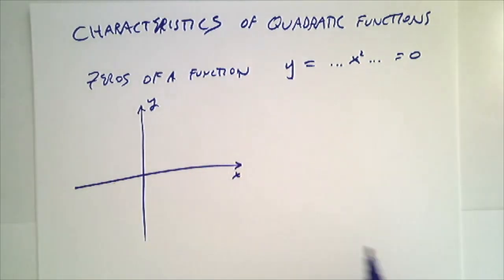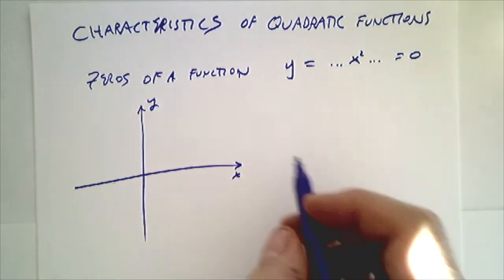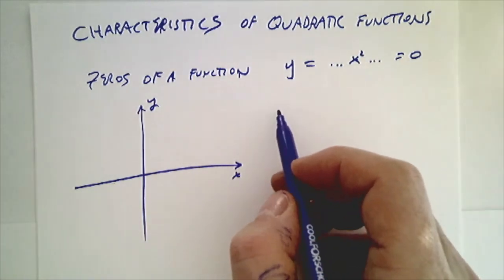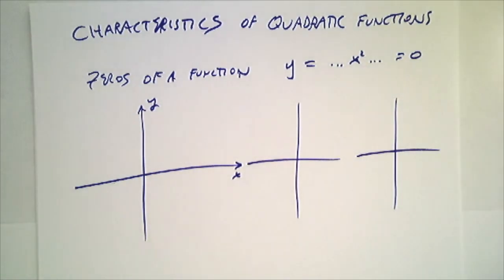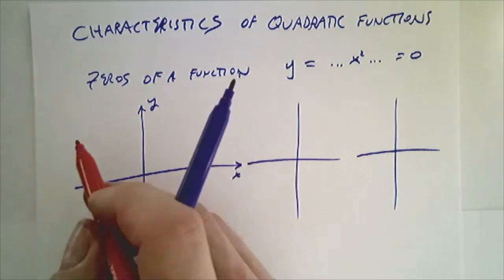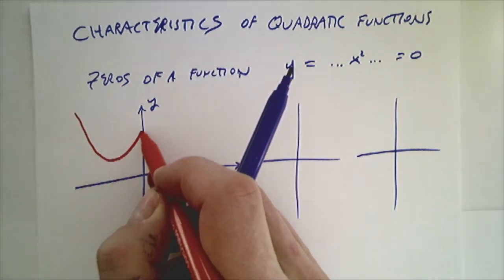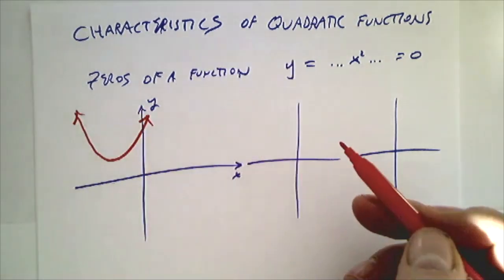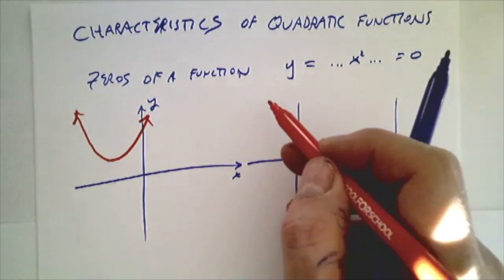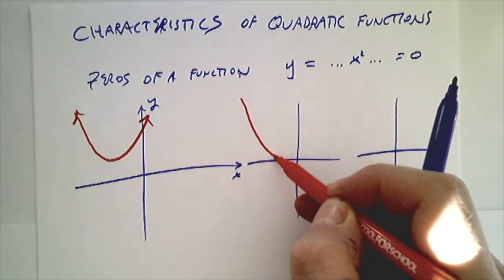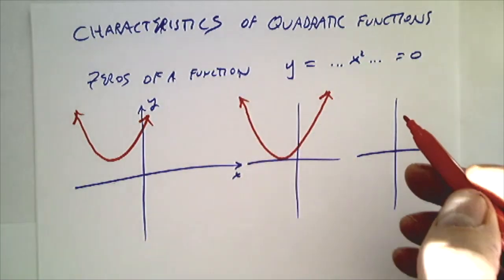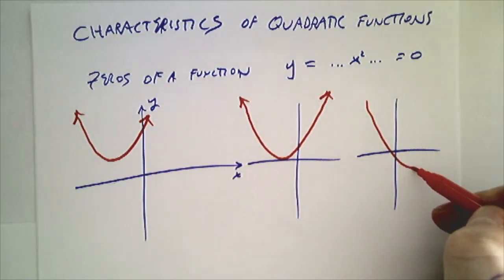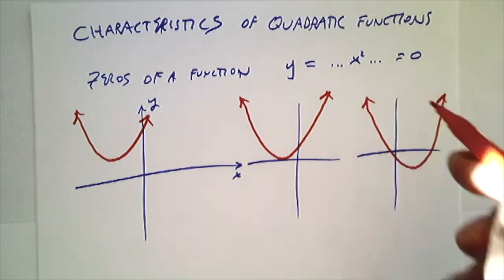So, first example, let's just make some examples on here. There are 3 different possibilities. Let's draw them all. So the 3 examples are here. The first one, a quadratic that goes like that. Second one, the quadratic just touches the x-axis. And the third one goes on past into there.